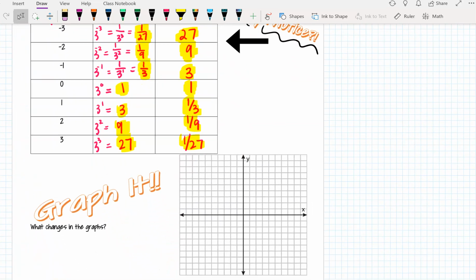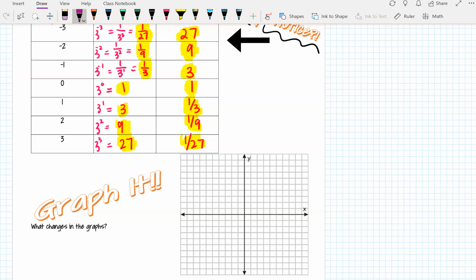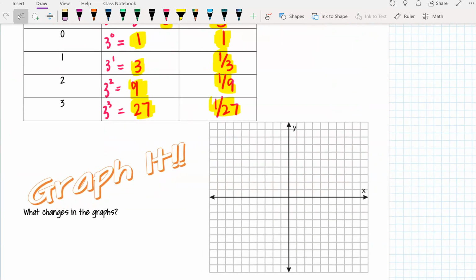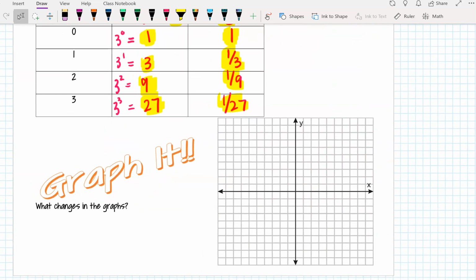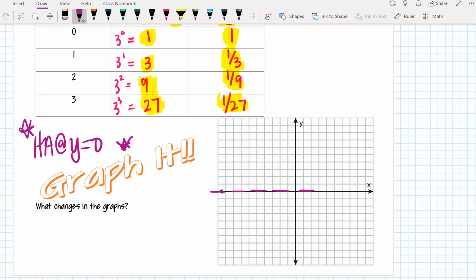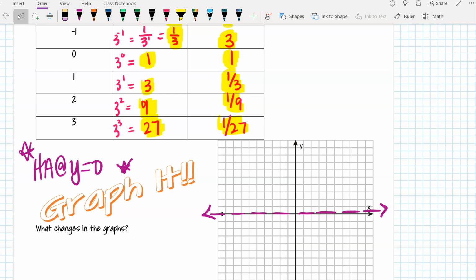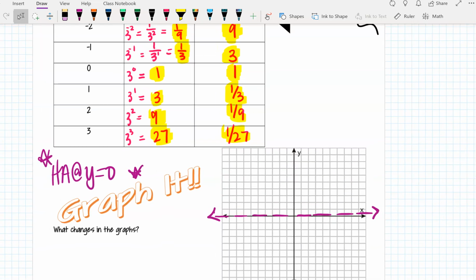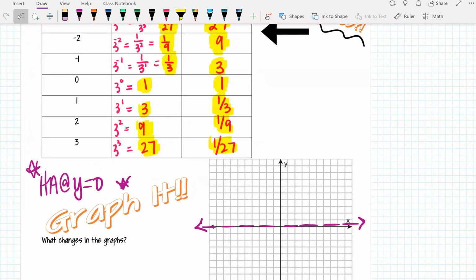We haven't graphed the exponential functions yet, so I want to take a look at the characteristics as well. When you have an exponential function, you always have a horizontal asymptote at y equals 0. Always, always, always. So horizontal asymptote at y equals 0. And then we can use our chart for each of these graphs to graph. So (0, 1) for f of x.